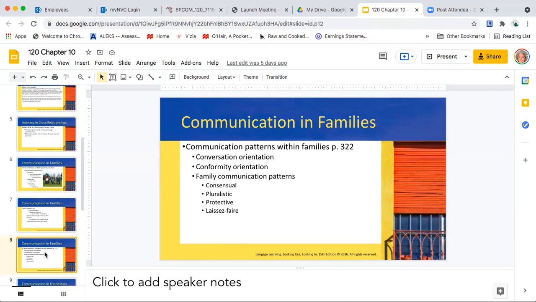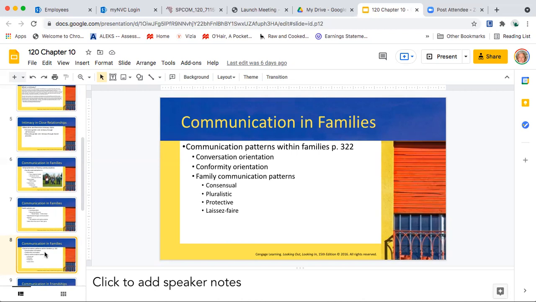So conversation orientation, a little bit more. There's high conversation orientation, where families interact freely, often, and spontaneously. It's quite different from families with low conversation orientation, where many topics are taboo and others can only be broached in a restricted way. There's more on that in your book, but I just want to give you the overview.